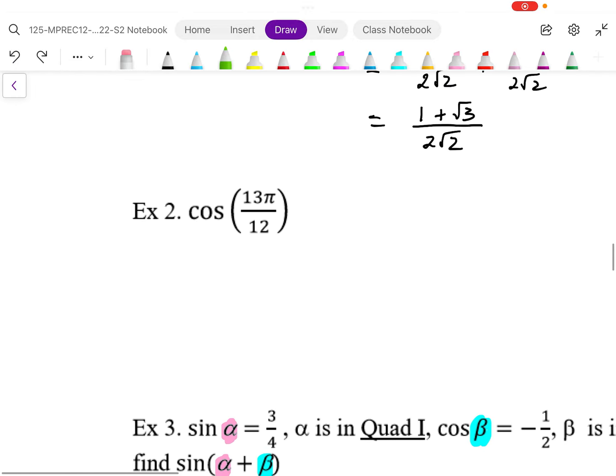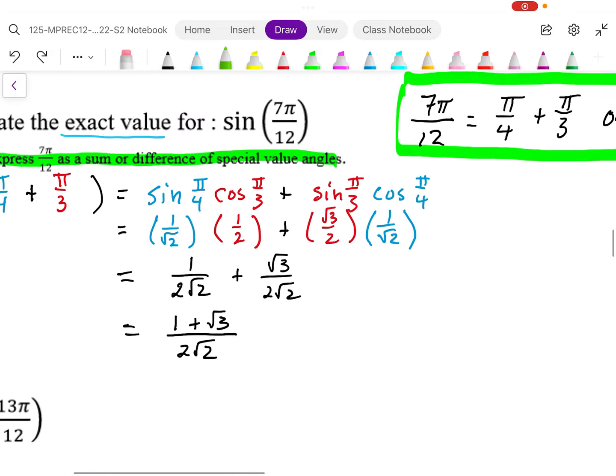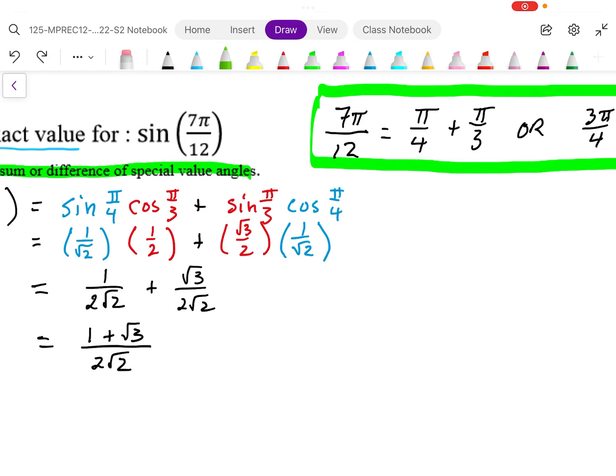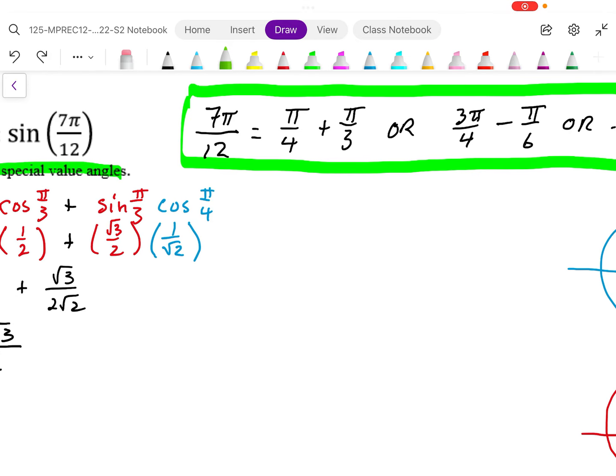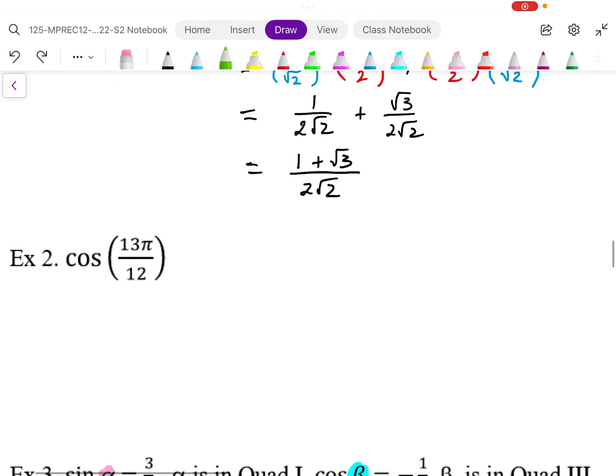Okay, so we could do the same thing for cosine 13 pi over 12. There are many different ways to get 13 pi over 12, but it has to be some combination of the special angles pi over 4, pi over 3, or pi over 6. In this case we're going to use the subtraction formula, because in the last one we used an addition formula. So I'm going to do cosine, and I'm going to break this down into 15 pi over 12 minus 2 pi over 12.